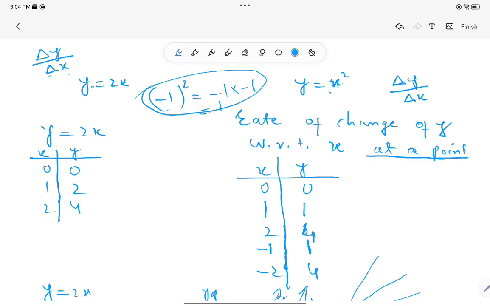Now is the last phase: how to calculate the rate of change at a point. That will be in the next short video.